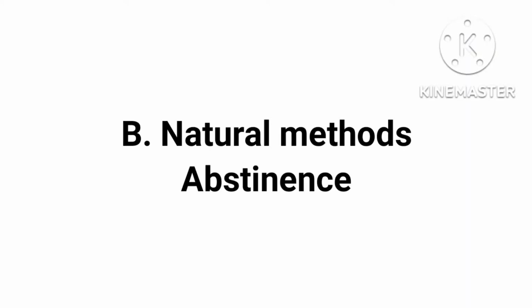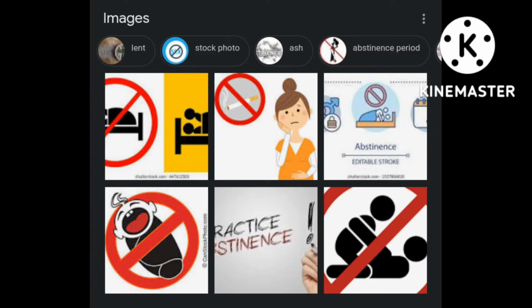So we're here at the natural methods. Abstinence. Abstinence means avoiding all types of intimate genital contact. Someone practicing complete abstinence does not have any type of intimate sexual contact, including oral sex.